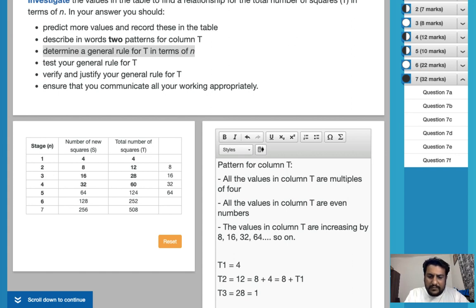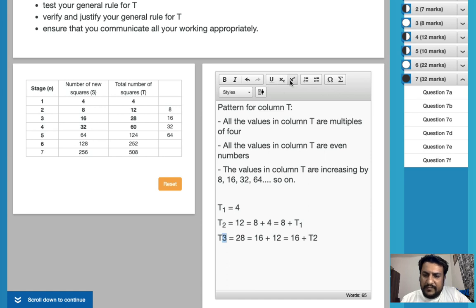What is the previous term? 4, 8, now 28, already you had 12, and 16. 16 plus 12 equals 28. So 16 plus the number of squares in stage 2, that is T2. Now if you observe carefully why I have written this part, I have written everything that is given to me. This goes in subscript. This also goes in subscript.